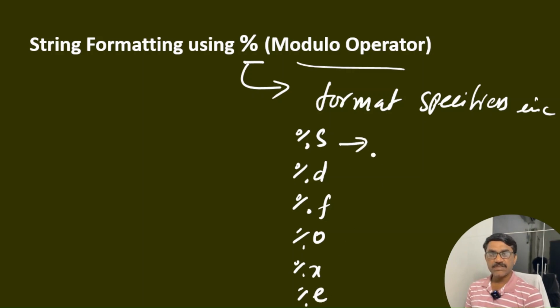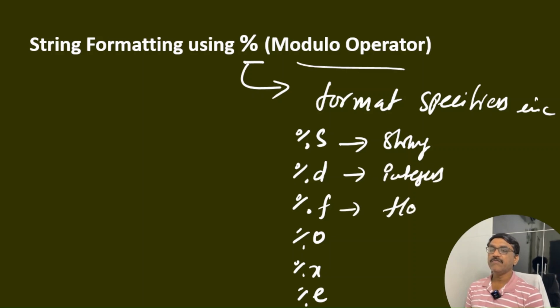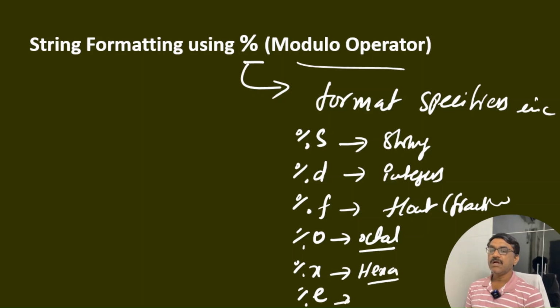You know, %s is the format specifier, or we can say control string, in C used for strings. %d is for reading integers, and %f is for reading real values, or we can say float values, which displays the result with a fractional part. %o means it is going to print the integer in octal, %x is going to print the integer value in hexadecimal, and %e is going to print the floating point value in scientific notation, or we can say exponent form. These are the various format specifiers used in C.